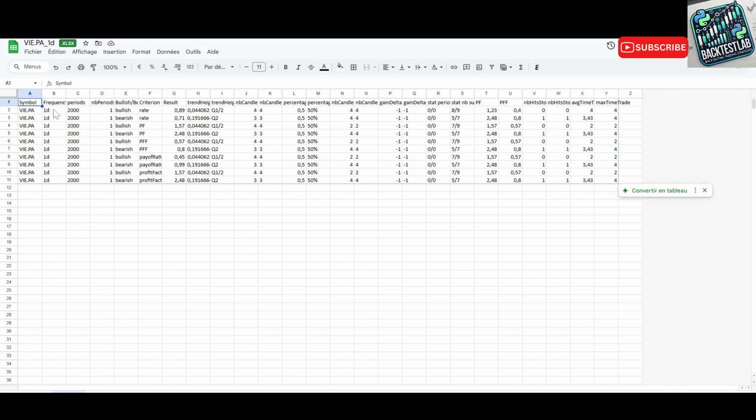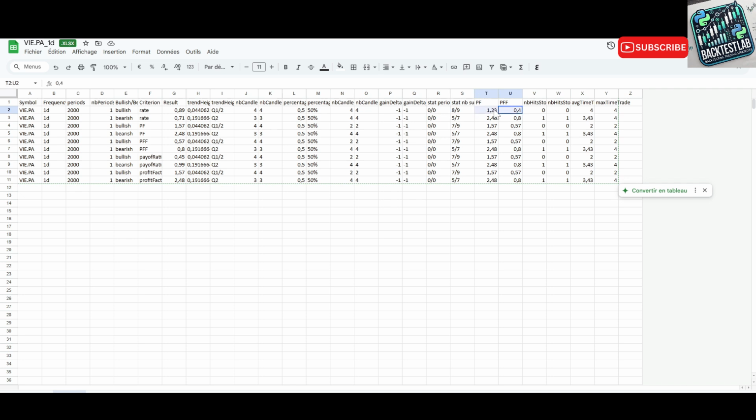So for this specific stock, for example, I ran it on 1-day frequency, and I collected the parameters for the bullish hammer, and considering the rate criterion. So the results were 89% of all the trades, and these are the parameters of the trend heights, and this is the number of candles for the trend. 50% of the candles have to be bearish, and the number of candles for checking the success, and I have to wait until the last candle. So basically I got 9 trades for these specific parameters, and 8 of them were successful.